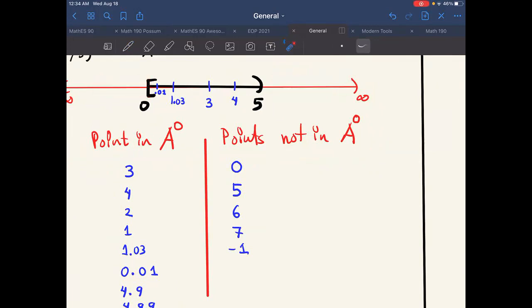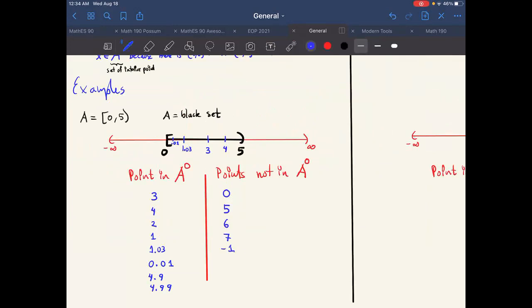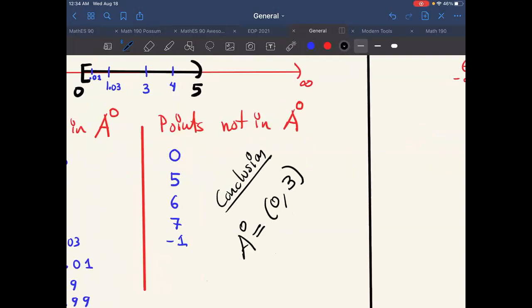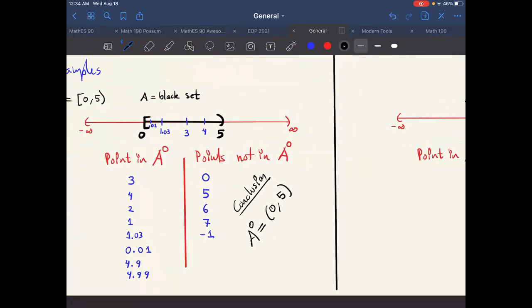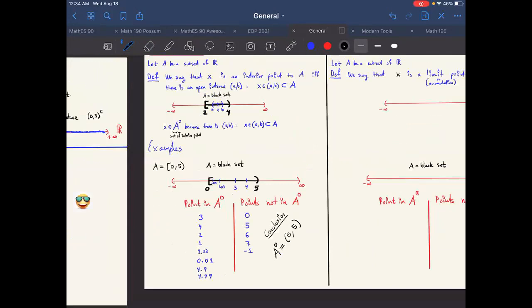Like these points are not interior points. So what the heck is the set of interior points? Conclusion. The set of interior points is from 0 all the way up to, did I say 3? How silly. It is 5. From 0 to 5, excluding 0, excluding 5. Thank you very much for watching that.